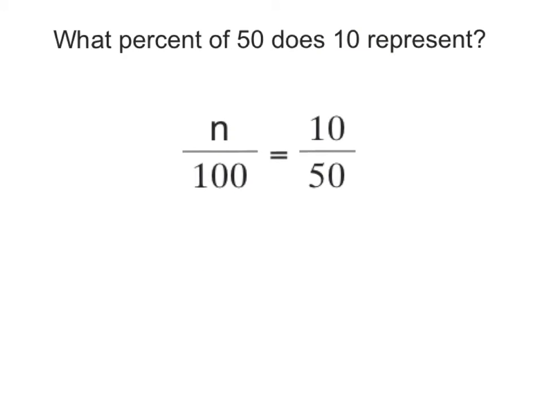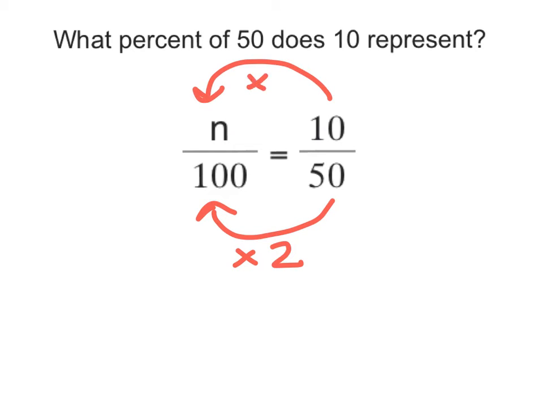In this question, we want to figure out what percent out of a total of 50 does 10 represent. So we've set up our proportion. Remember, percent is always out of 100. In this question, you notice that we can multiply 50 by 2 to make 100. So same thing with my numerator, 10 times 2, n equals 20%. So 10 is 20% of 50.